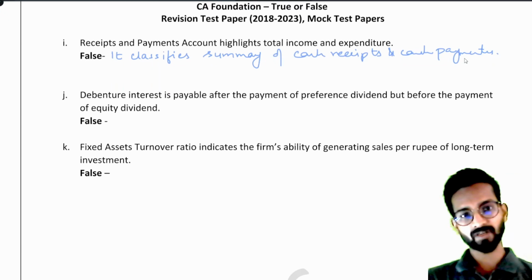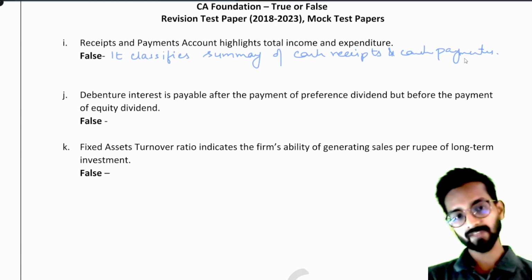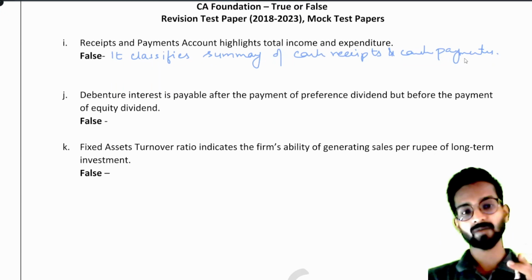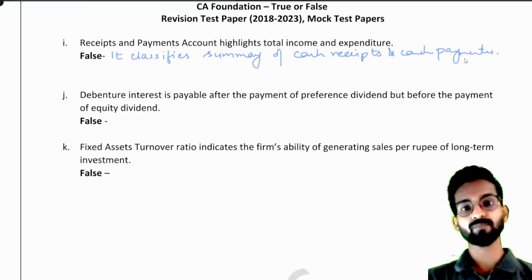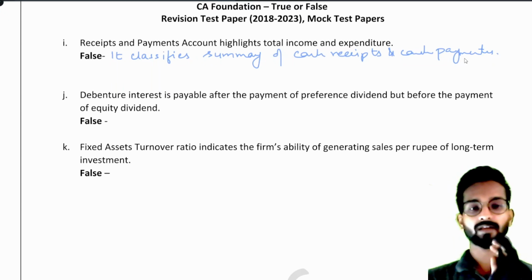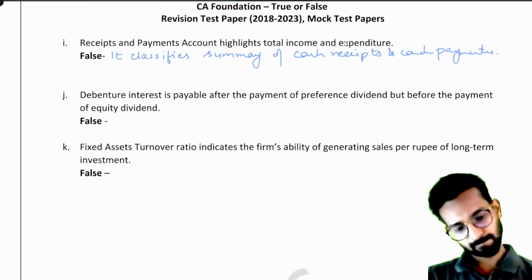Why will it tell you the total income and expenditure? Because total income and expenditure is calculated on accrual basis, not on cash basis, okay? If the company is following cash basis of accounting, then income and expenditure and receipt and payment account will be exactly same, okay? But if they are not saying that, it means it classifies summary of cash receipt and payment, so you cannot say that it is highlighting total income and expenditure. It classifies summary of cash receipt and cash payment, the statement is false.